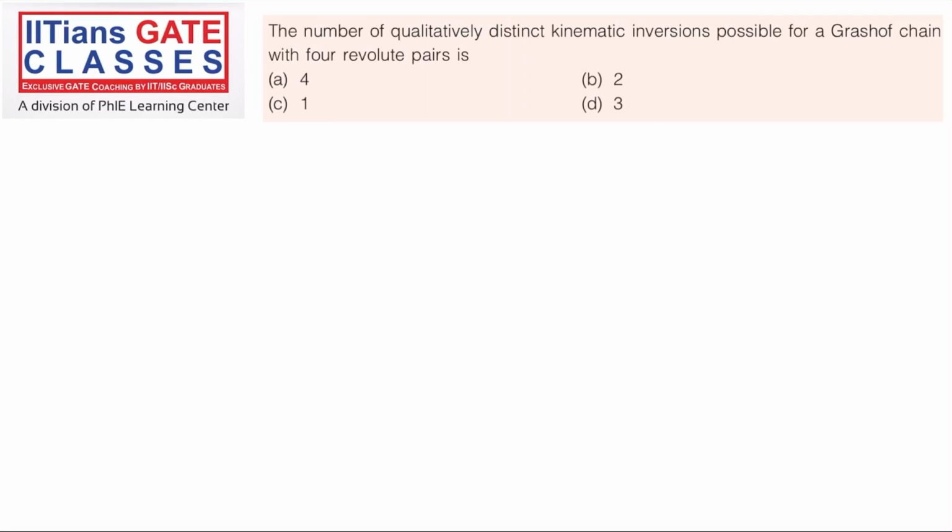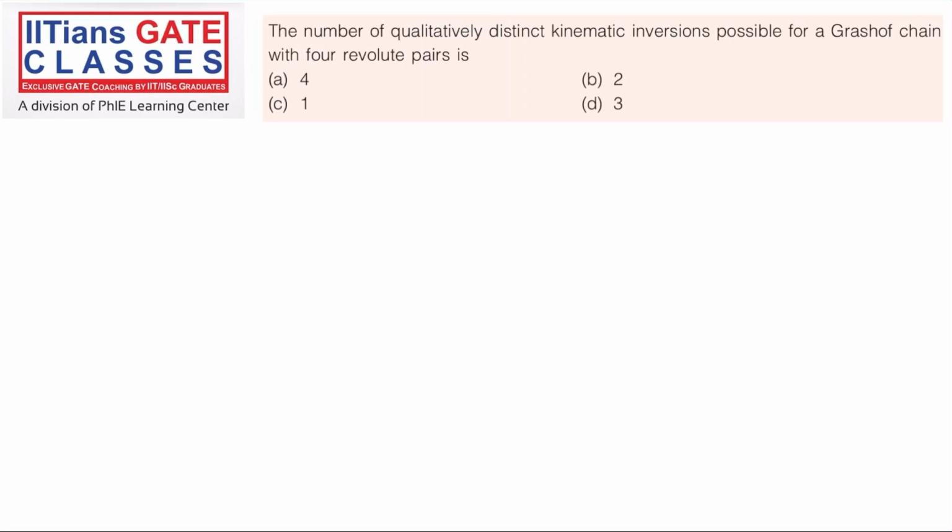Okay. So this is the first question. First, let us solve the questions from simple mechanisms. So this is a very basic question. Everybody who has gone through simple mechanisms will be able to easily answer this. The number of qualitatively distinct kinematic inversions possible for a Grashof chain with 4 revolute pairs is.